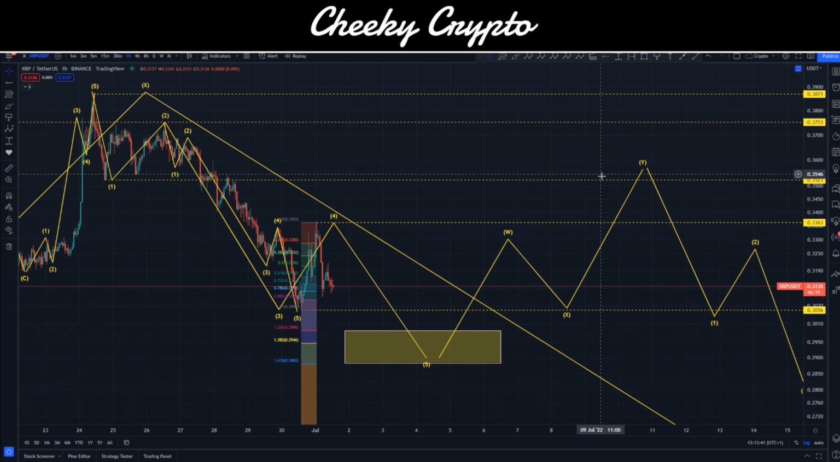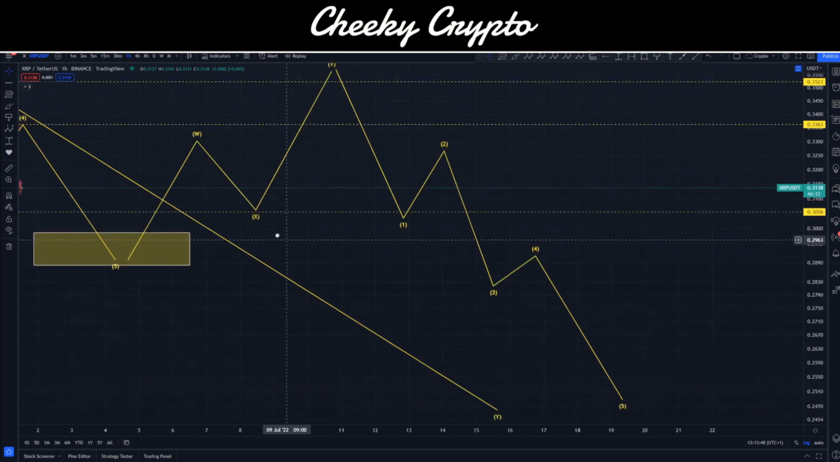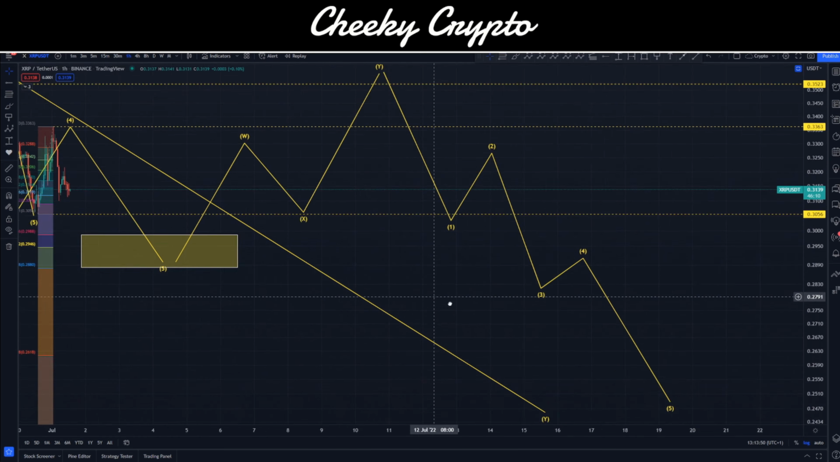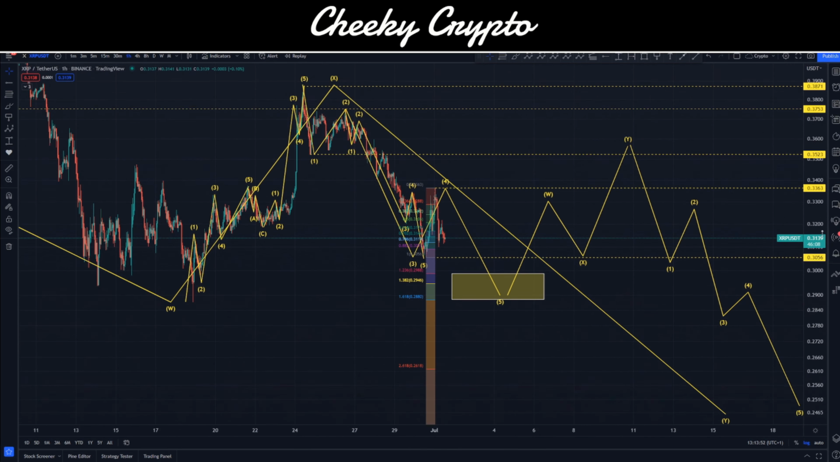So we should be up here somewhere between probably 35 and 36 cent, but we'll know more about that the closer we get to measuring out the first set of waves here. And then, of course, that should take us down into completing the zigzag at a later stage.